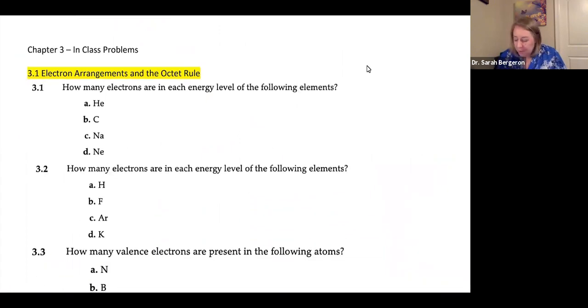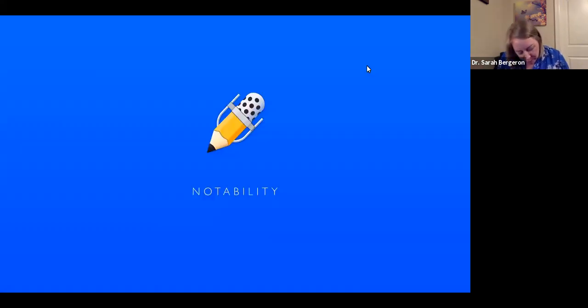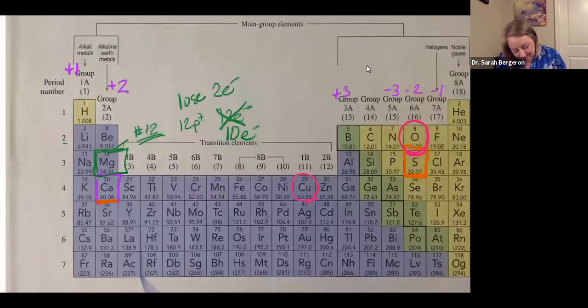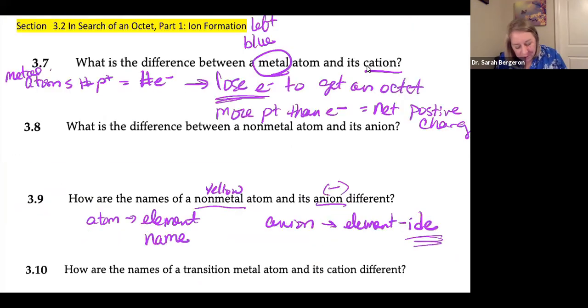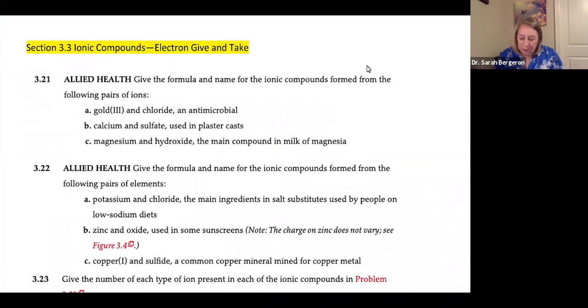So here we got our problems. How many electrons, oh no, we did that. I want the one where we started working already. Here we go, gotta find the right file. Here we go, 3.3, ionic compounds. Give the formula and the name for the ionic compounds formed from the following pairs of ions. So we need a formula and a name.